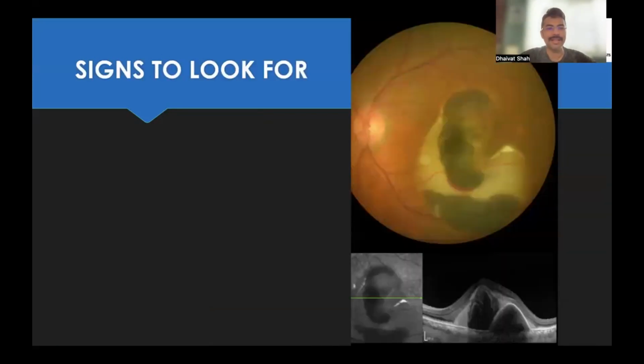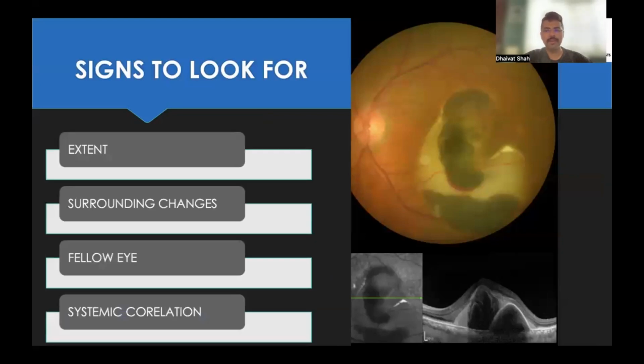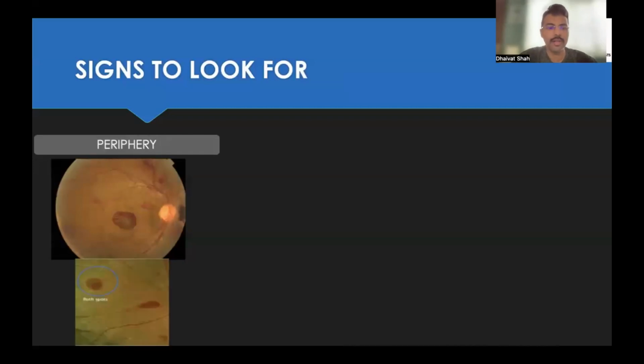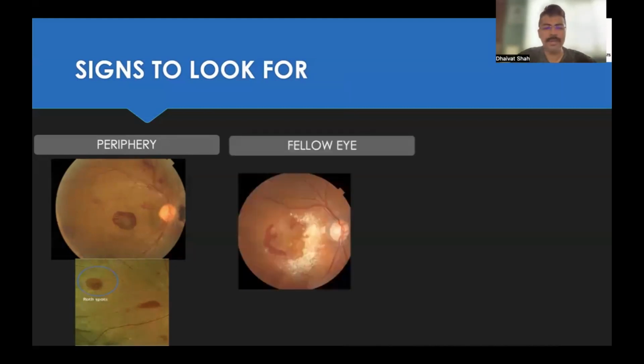What are certain signs that we need to look for? So, of course, we need to look at what kind of extent the submacular hemorrhage has, whether it's a small hemorrhage or it covers the entire posterior pole or even beyond. We also need to look at the surrounding changes. Like in this case, where there was a small submacular bleed with no evident cause, but when we looked at the periphery, there was a Roth spot, meaning that this hemorrhage was very likely to be secondary to a blood dyscrasia. Fellow eye is extremely important.